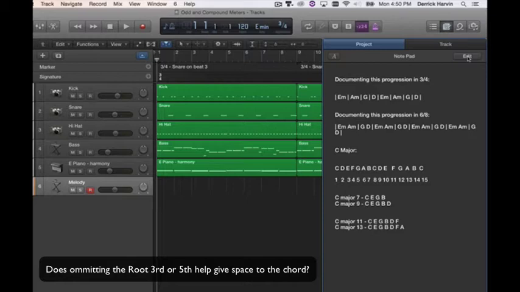Omitting the 3rd or the 5th helps to add space to the chord. Yes, however, when you omit the 3rd of the chord, you remember that the 3rd of the chord is what provides the quality of the chord. So if I have just C and G, I don't know whether that chord is major or minor. So if we have just C and G, that will be considered a C5 chord, or as guitar players will call it, a power chord, because you're just playing the root and the fifth. So we typically will use the third in there because that's what determines whether the chord is major or minor.